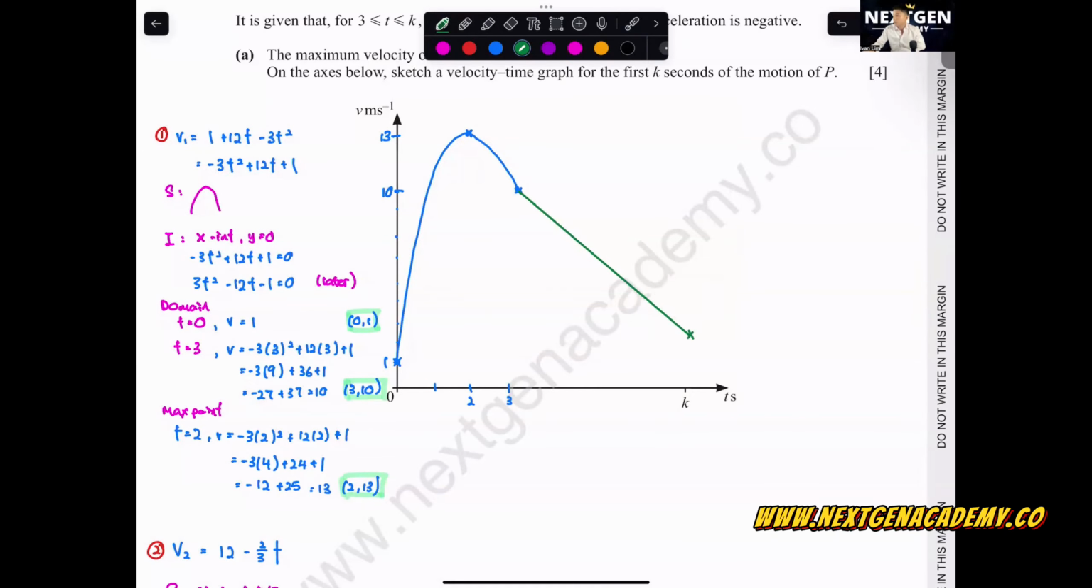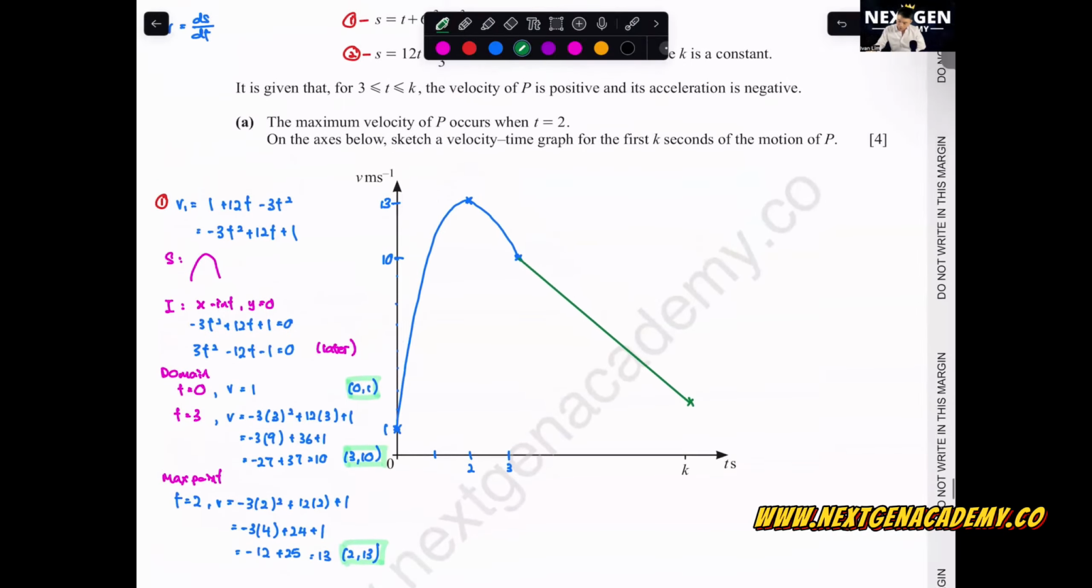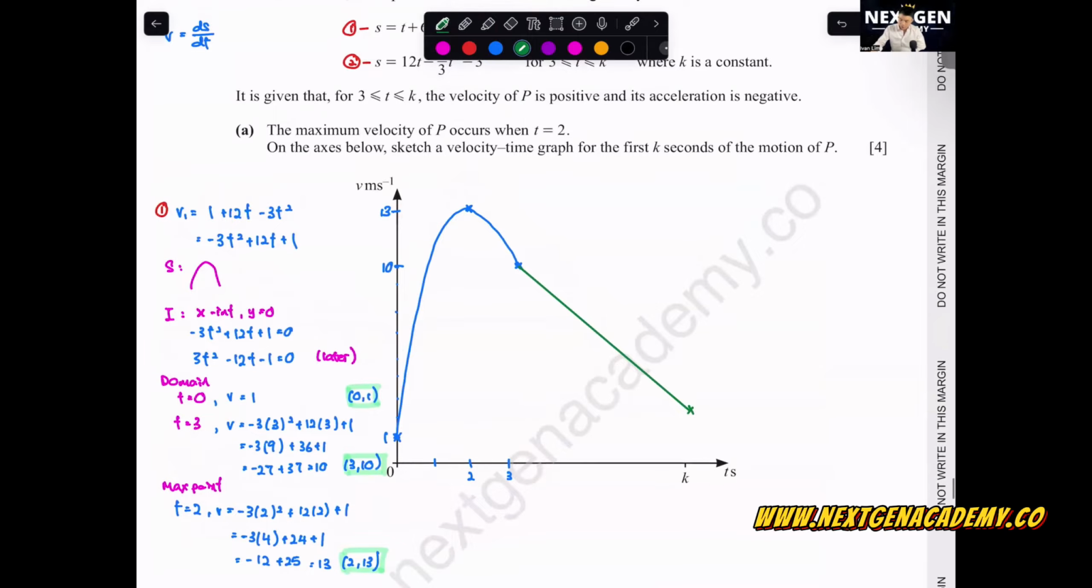Until here, I don't know where it is. But what I do know is that it won't go to the bottom of the graph. Why? Because of this sentence: the velocity of P is positive. So it still needs to be above the axis. Got it? It can be anywhere above. We don't know the slope either, so we just roughly estimate, as long as we show it's going down.